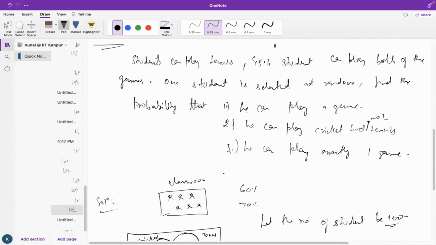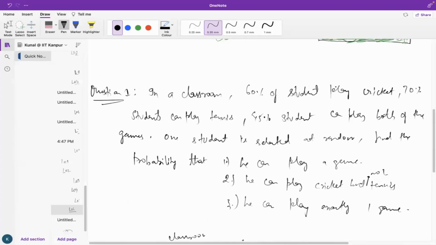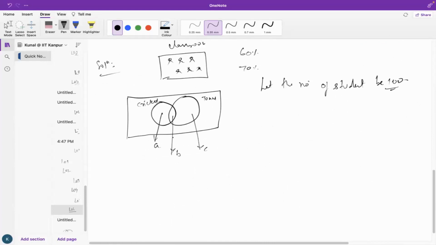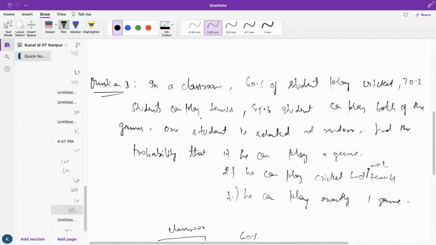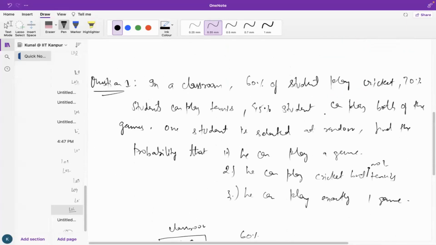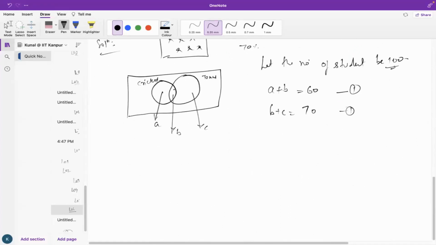So what is actually given in the question is that 60% of students know how to play cricket. Okay. So this is the region of cricket, right? A plus B is the region of cricket, the students who know how to play cricket. So A plus B is 60. Out of 100 students, 60 students know how to play cricket. The second thing given is that 70% of students can play tennis. That means the B plus C region, this whole region, is counted as tennis players. So B plus C is equal to 70. And the third thing given is that 45% of students can play both of the games. Okay. So the value of B is given, which is 45.